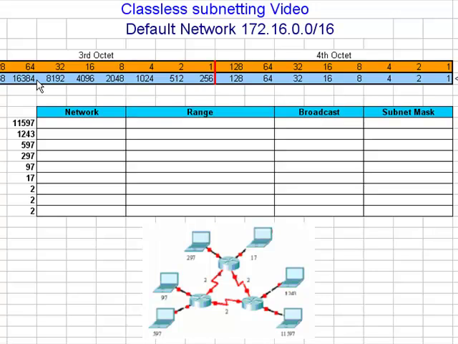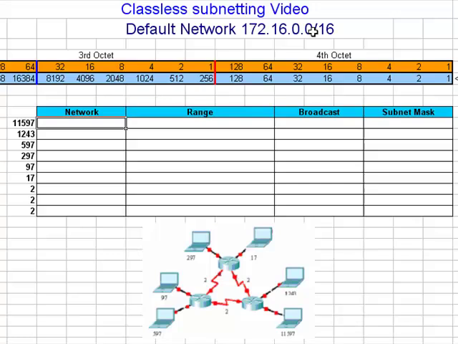The -2 represents the first and the last addresses that we can't use, but I can still get it into 16,384 with -2. So I'm going to draw my line just before the number it will get into, so just before 16,384.